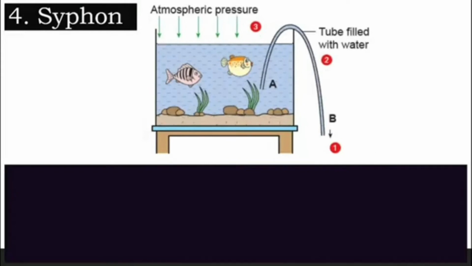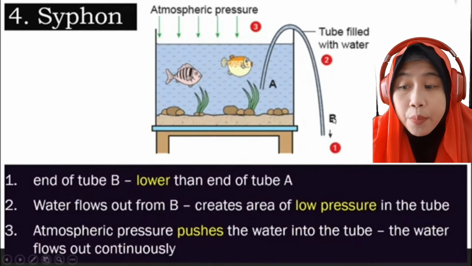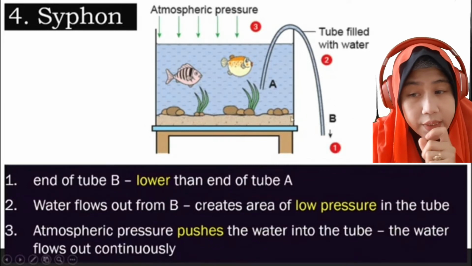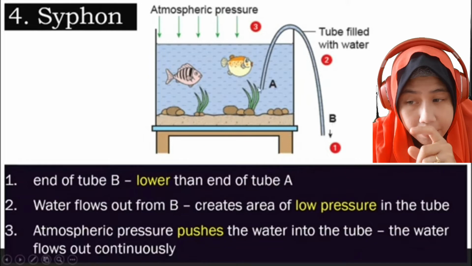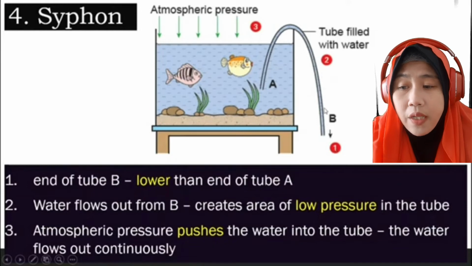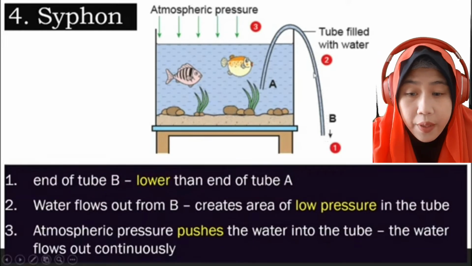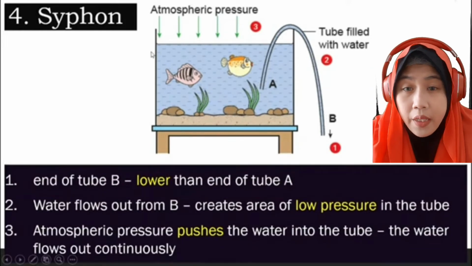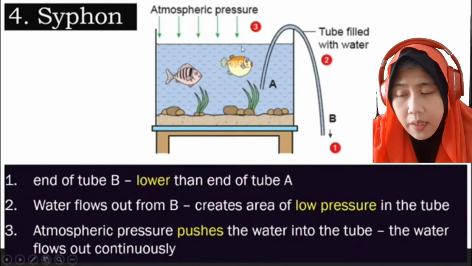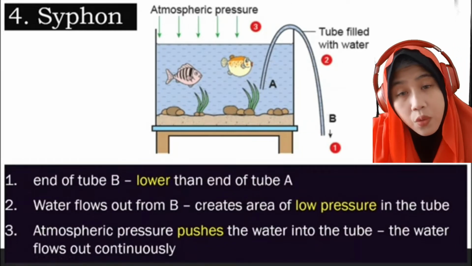Now let's look at example number 4. This is the siphon. Get a tube filled with water and then put the tube, the label B inside the picture, lower than the level of the label A. When the water flows out, it will create a low pressure inside the tube. When it is low pressure, the atmospheric pressure outside will push the water into the tube. So it will push the water out, and it will flow continuously.